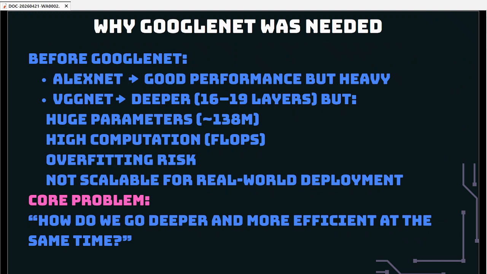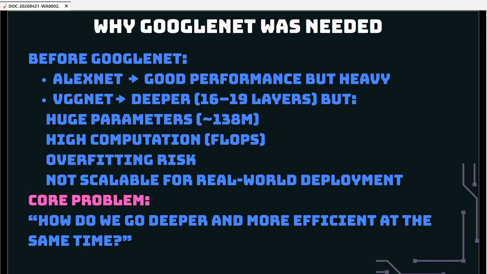Why GoogleNet was needed? Before GoogleNet, the CNN landscape was dominated by AlexNet in 2012 and VGGNet in 2014. AlexNet achieved breakthrough ImageNet results. However, researchers noticed that deeper networks generally perform better. This led to VGGNet. VGG used 16 to 19 layers and very small 3 cross 3 filters.